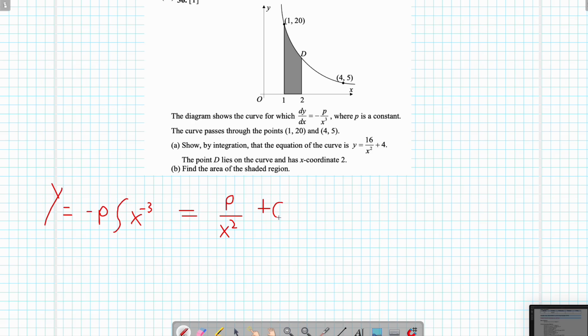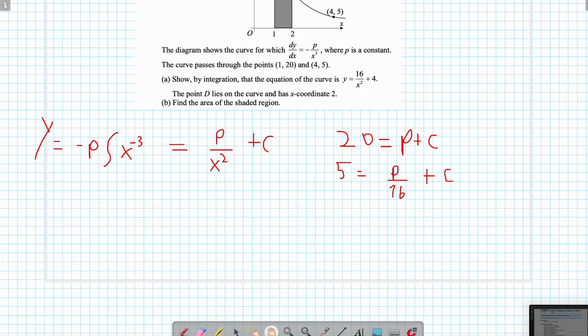Now they want to show by integration that y is equal to 16 over x squared plus 4. So what I'm going to do now is create a system of equations and then subtract so we can cancel out c. So let's start with 1 and 20. 20 is equal to p plus c, and 5 is equal to p over 16 plus c. We're gonna subtract both sides.